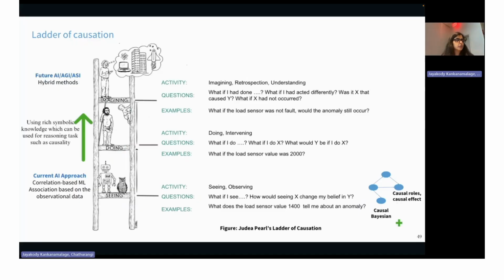So we would probably need rich symbolic knowledge, which can be used for reasoning tasks such as causality. In the previous session, you already saw the use of neurosymbolic AI, where we can incorporate the deep learning models along with the knowledge graph capability to reason about the outputs that we have gotten.